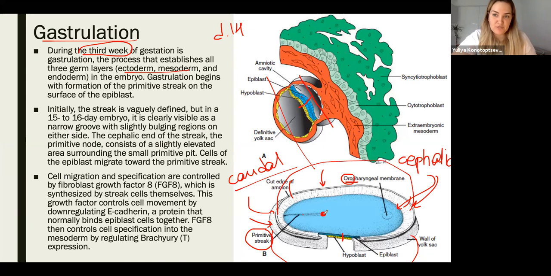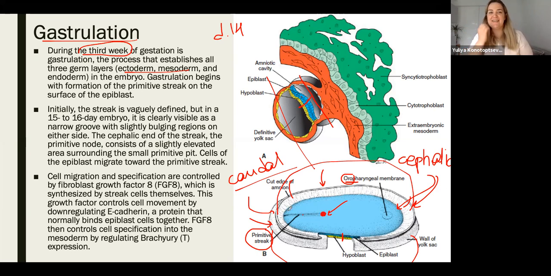The primitive node is located at the cephalic end of the primitive streak, for sure. This end is the primitive node, this end is the cranial end, right? For sure, because it's closer to the head. But then it said that the primitive streak is located at the cranial end of an embryo, which is not true, because the primitive streak is located at the caudal end of the embryo.